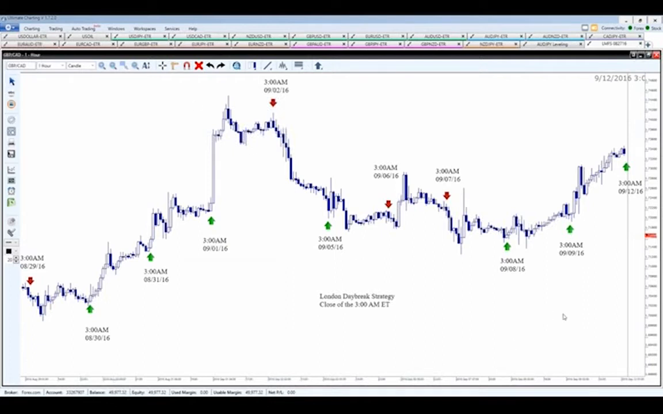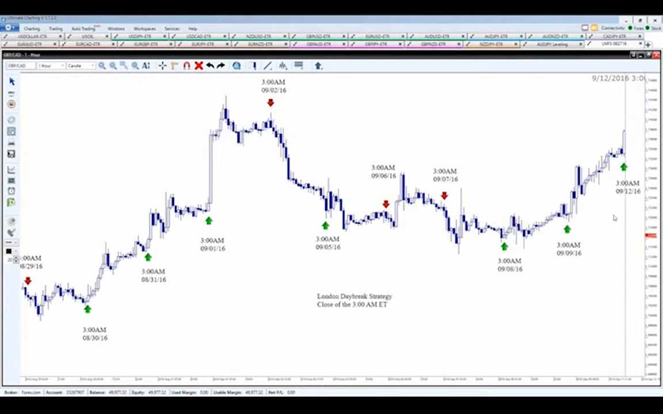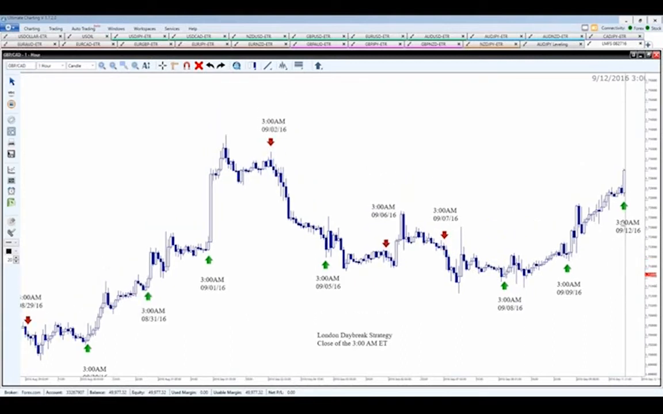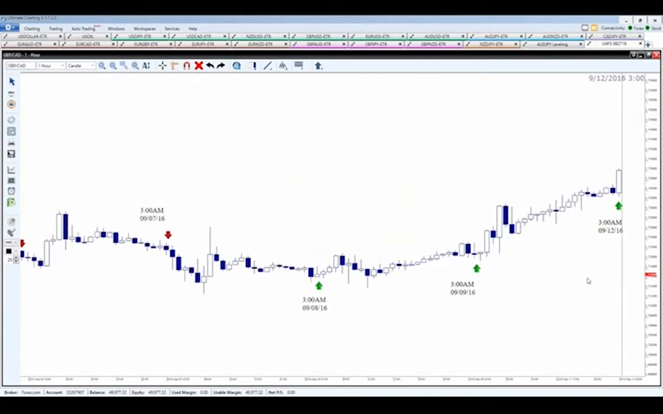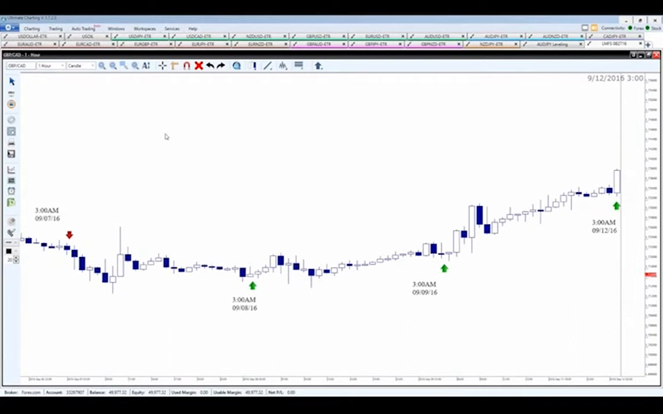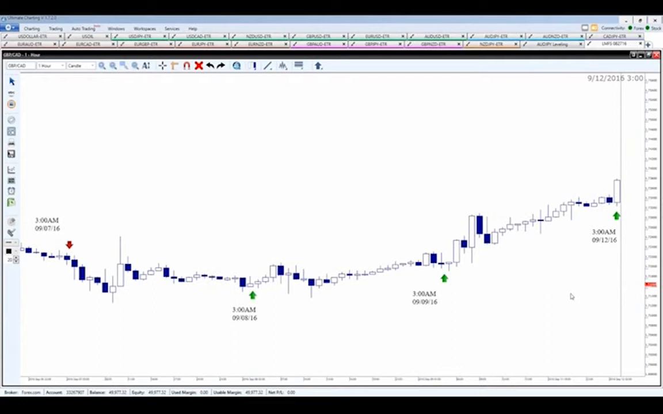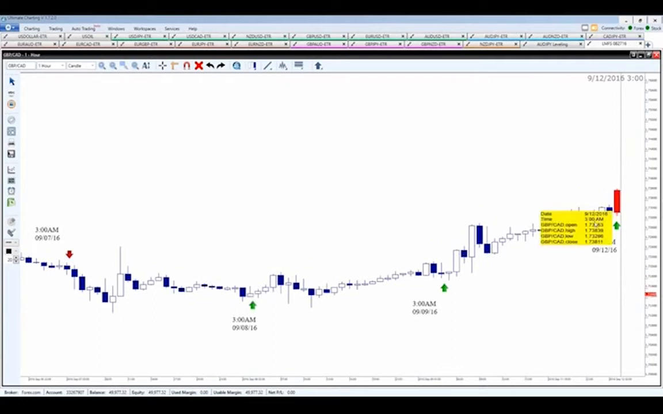So what I'm going to do is I'm going to advance this now. I'm going to start off at the beginning of this past week. We're going to start off on the 12th. I'll bring this to the current market and show you what trades happened here on the Great British Pound Canadian dollar. So here's where we're going to start off. Here's our 3 a.m. candle on September 12th, last Monday. We'll use that as our basis right here.